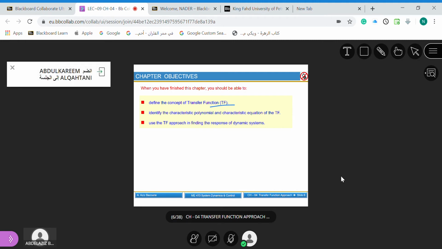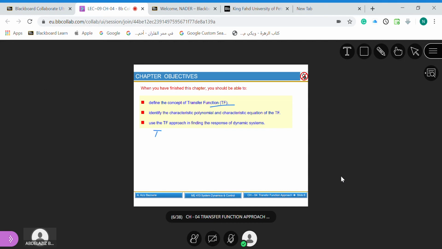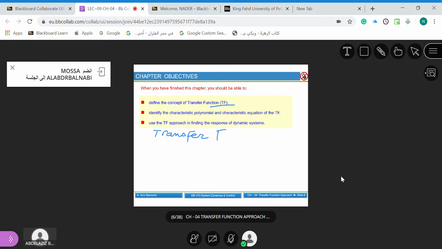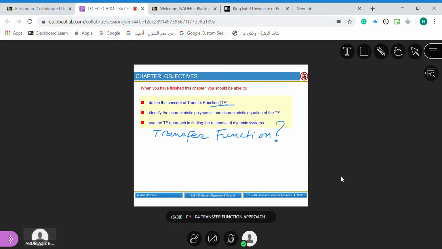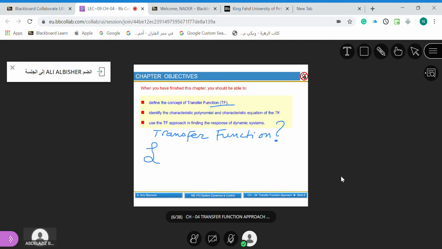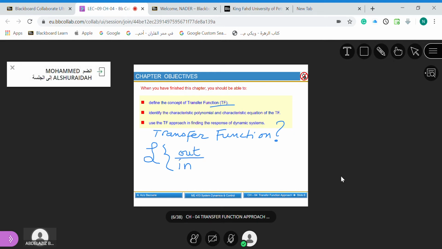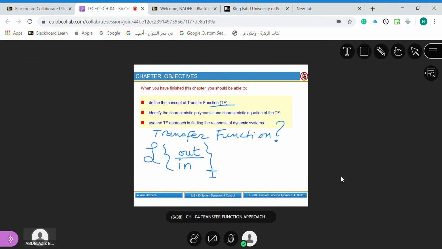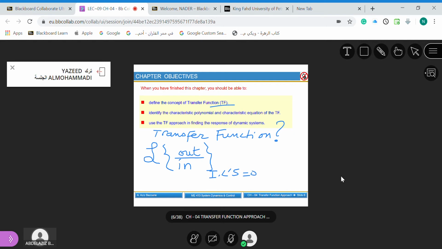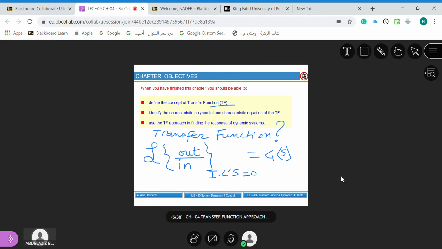What is a transfer function? It's simply the Laplace transform of the output over the input when all the initial conditions are zero. We call it the transfer function, denoted G of s. It is the relationship between the output and the input when all the initial conditions are zero.